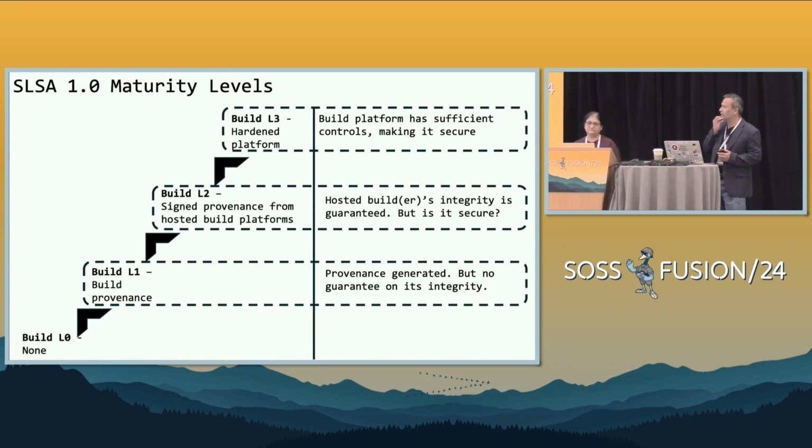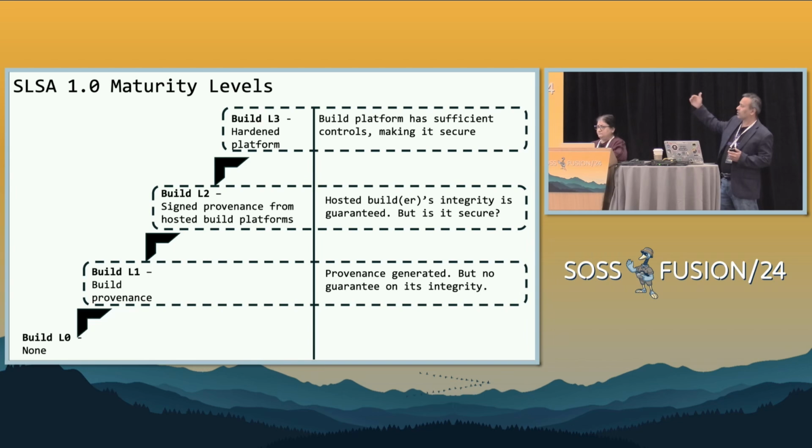So the SLSA 1.2 maturity, I think it has changed from the 0.1, and 1.2 essentially maps to these three levels. Level 0 doesn't even apply. They correspond to what you would typically see with the 0.1 specification minus the source requirements. The source track is being called out separately as a future requirement in 1.0. And basically what this lays out is a maturity model where 1.0 talks about provenance being generated, but there is no guarantee on the content of the provenance. I mean, you're essentially generating a provenance, it can be from your laptop. You can generate it from wherever you want.